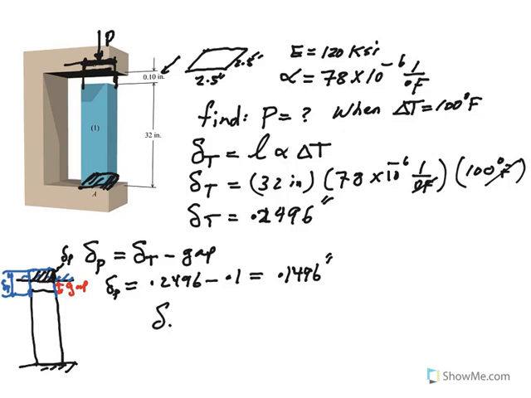And what is delta P? Delta P can be calculated based on this equation, axially loaded member. So if we solve for P here, P becomes EA over L times delta P.